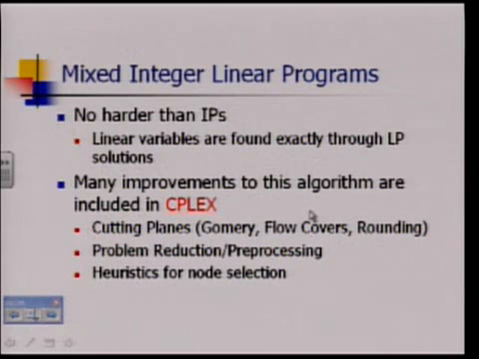It contains many improvements to the existing technique based on branch and bound. Basically, it does a lot of problem reduction, variable organization, pre-processing, and heuristics for node selection to do the branch and bound. It also introduces different types of cutting planes based on flow covers, rerounding, and some other techniques, which basically try to solve the problem with a good suboptimal solution.